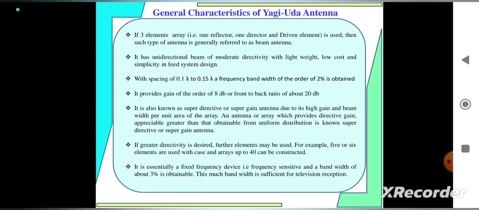If greater directivity is desired, further elements may be used. For example, 5 or 6 elements are used with ease, and arrays up to 40 can be constructed. It is essentially a fixed frequency device that is frequency sensitive, and a bandwidth of about 3% is obtainable. This much bandwidth is sufficient for television reception.